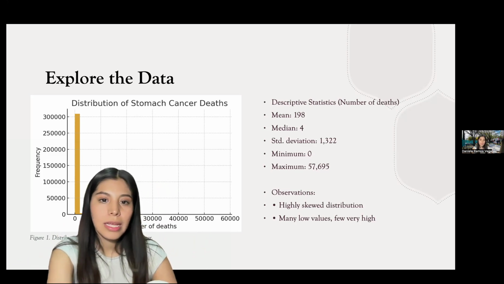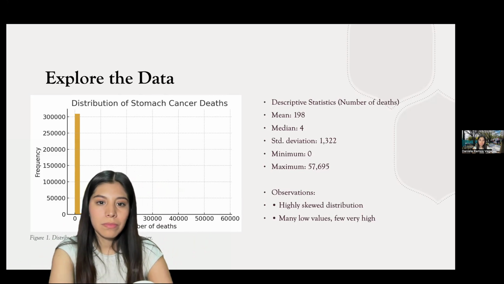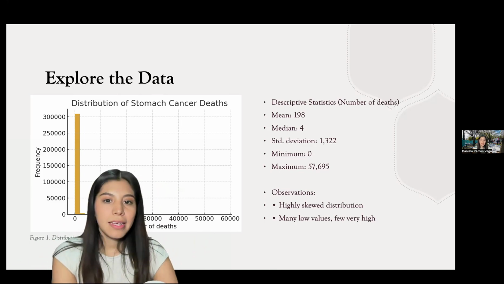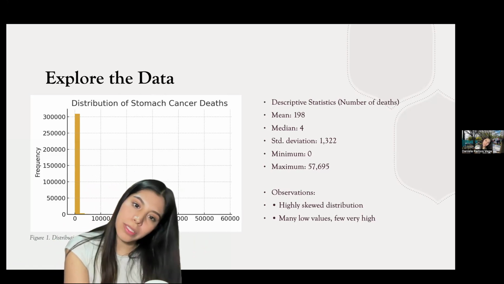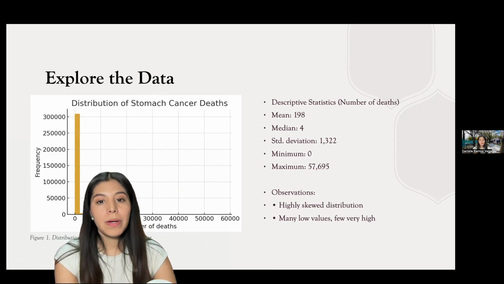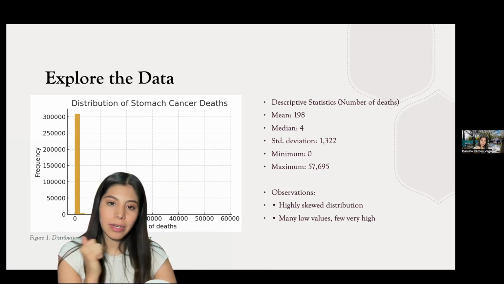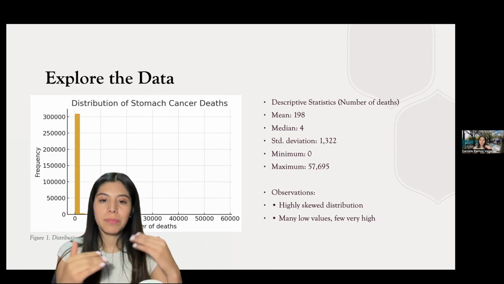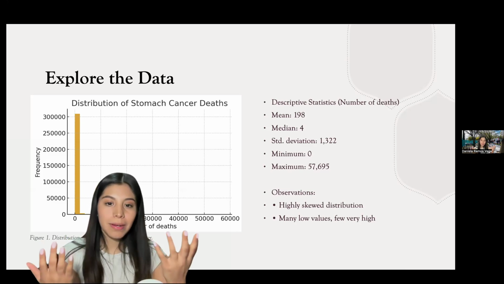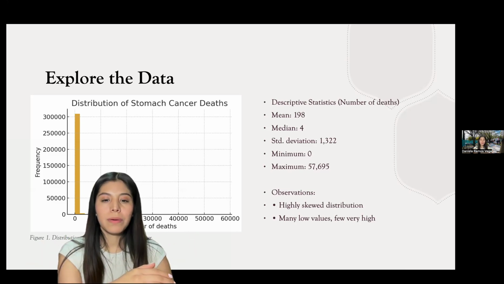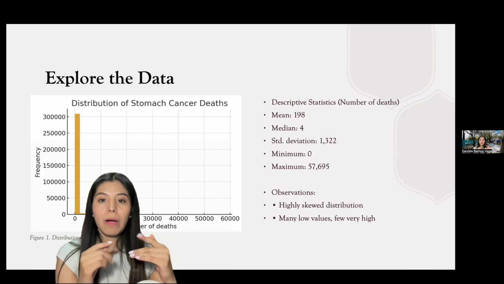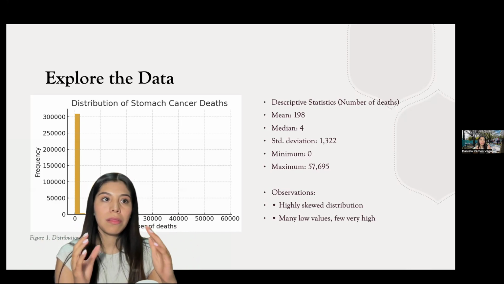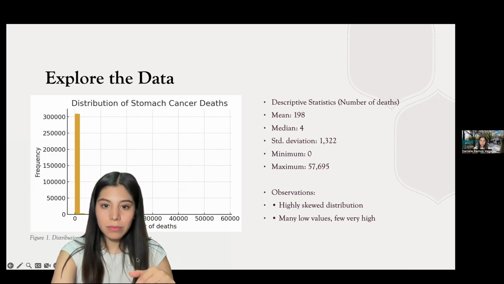When we visualize the data using a histogram, we can clearly see a right skewed distribution, which means that the majority of countries have low mortality, but a few have significantly high numbers. So this uneven distribution is typical in global datasets where population size and health systems vary widely between the different countries.